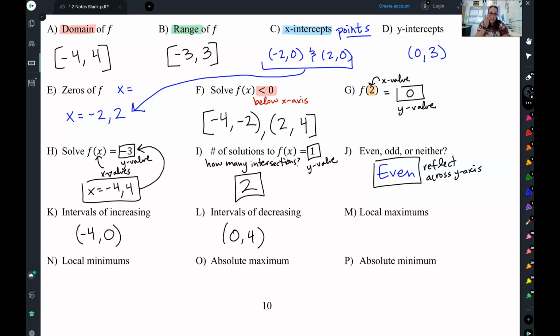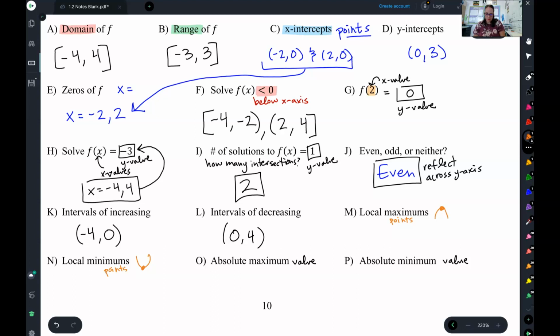Okay, these last 4 are about our local and absolute max and mins. Since we just did this in the last video, I would like you to pause the video and try to finish these out on your own. Remember, local maximum is a hill. Local minimum is a valley. Absolute max is the highest y value. We're going to do y values. And absolute min is the lowest y value. And then I'll just have you do points for the locals instead of y values. So pause the video, try to finish out those last 4, and then we'll be done.